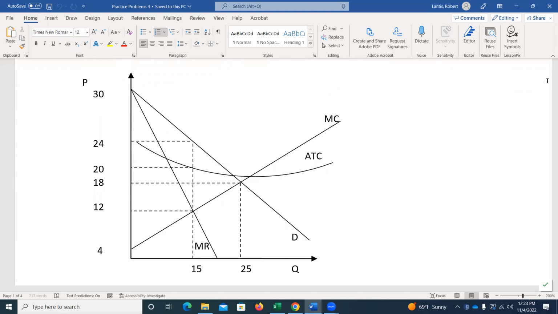So you found the quantity by looking at what point marginal revenue is equal to marginal cost. At that quantity, you then go up to your demand curve to get your price. Right? So if I'm at that quantity of 15, I go up to my demand curve. I know people would be willing to pay their marginal benefit of $24. Okay. Any questions on that?